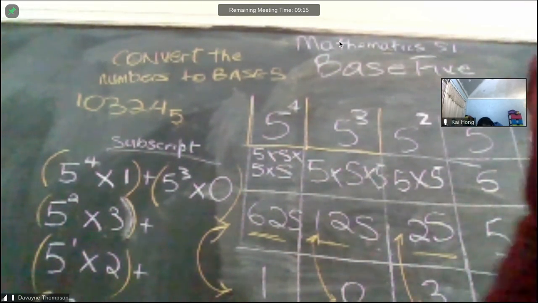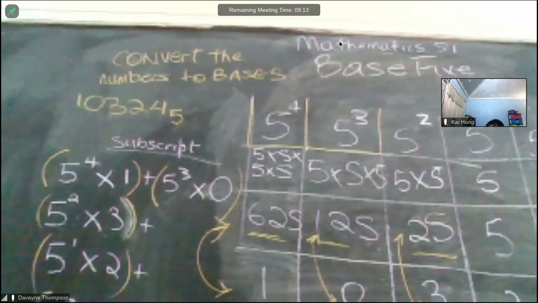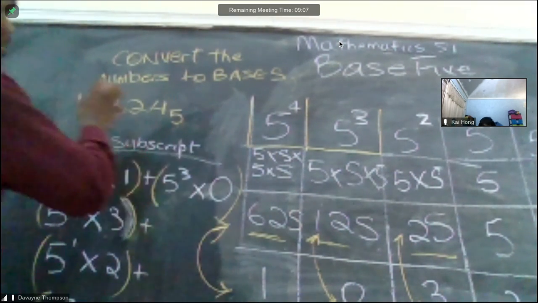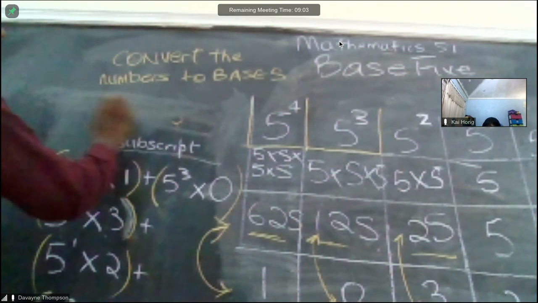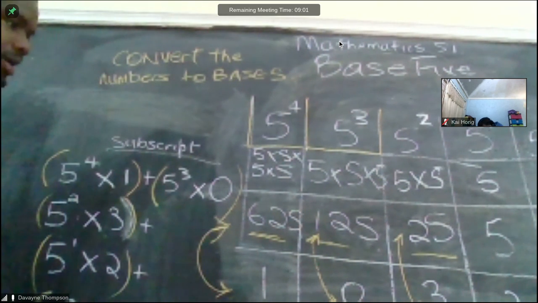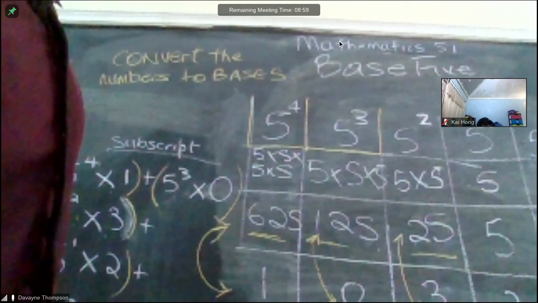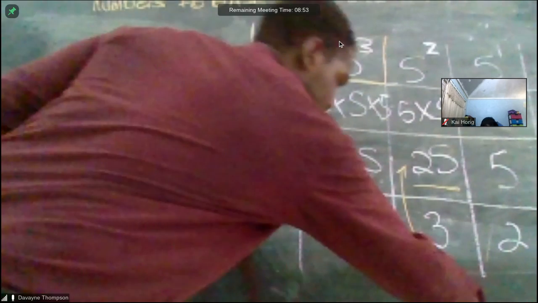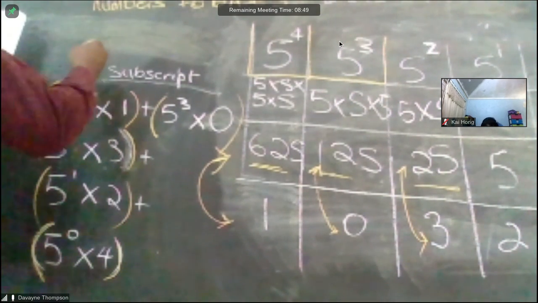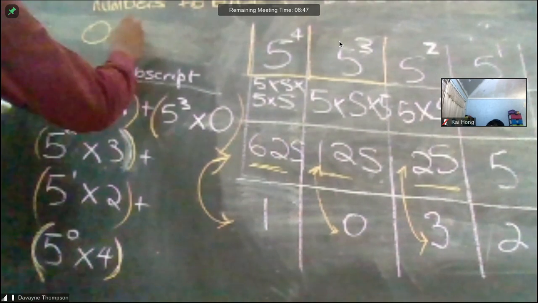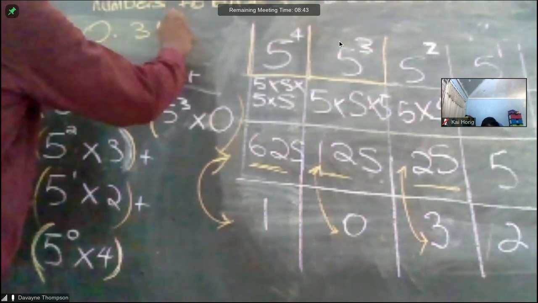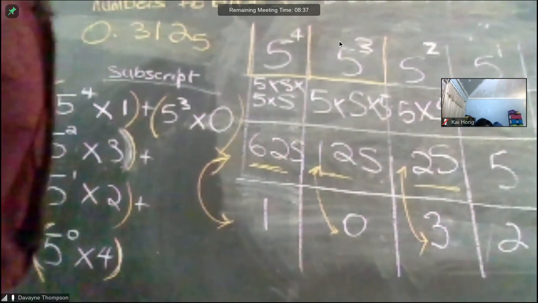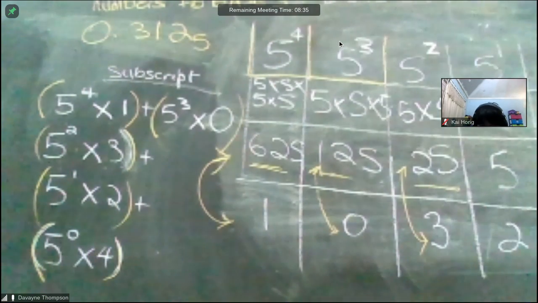The last one you have to do now is going to be a bit fun. So let's say, Ludi, are you there? Look at this one. What if they didn't give us such a large number like 10,324? What if they didn't give us such a large number? Instead, what if they came to you, Ludi, and said, convert 0.312? How would we convert a value that's less than 1? That's impossible, right?